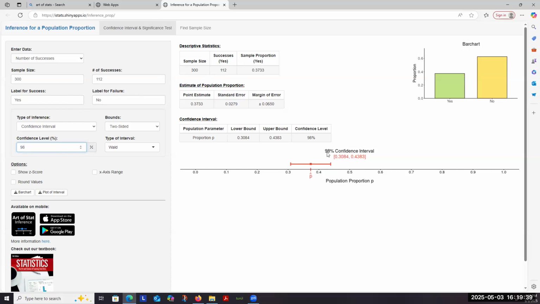You make a comment: there is a 98% chance that between 31% and 44% of the population are in favor of a Republican candidate. Okay, so it's very straightforward as we did it before. Identify the marginal error that you got over here and the information about your sample, interval, and make a comment and be accepted right away. Okay, so that's a confidence interval for the population proportion.